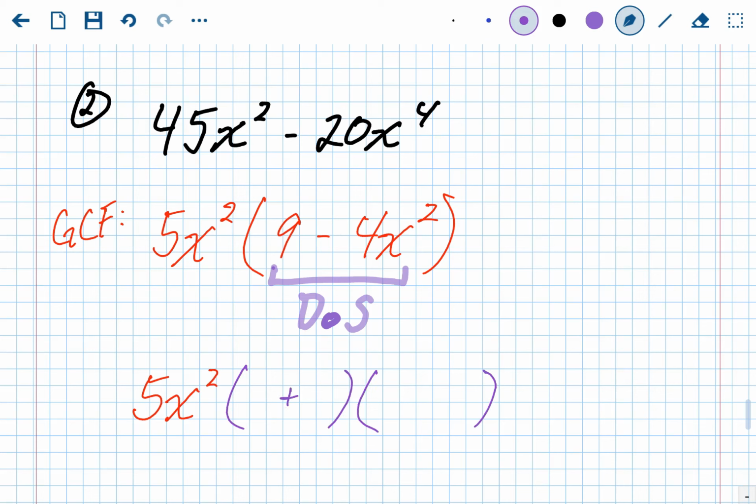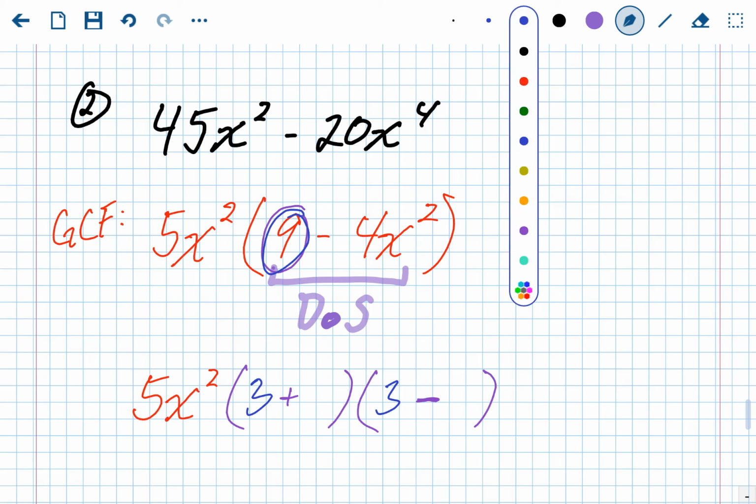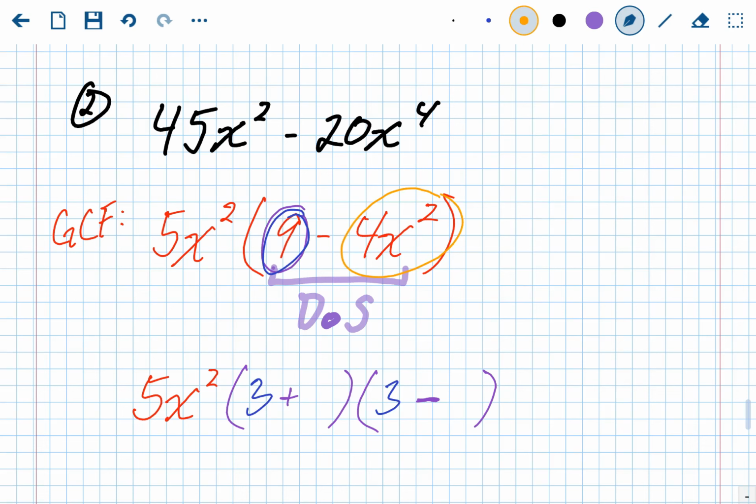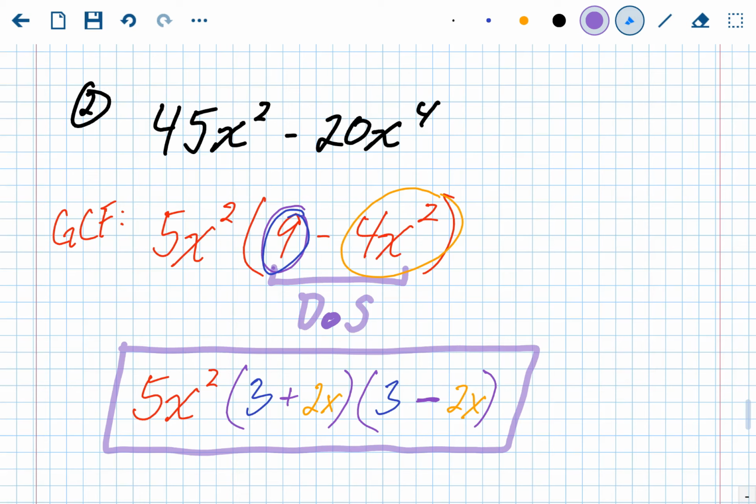One's plus, one's minus. The square root of 9 is 3. So 3 is going to go in the first slots. And the square root of 4x squared is 2x. So 2x will go in the second slots. That is our factored form. GCF out front, difference of squares pattern inside.